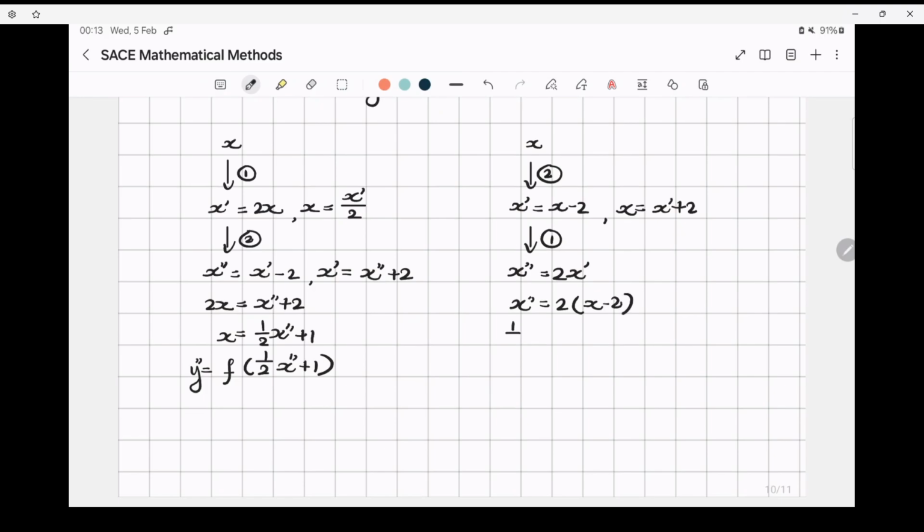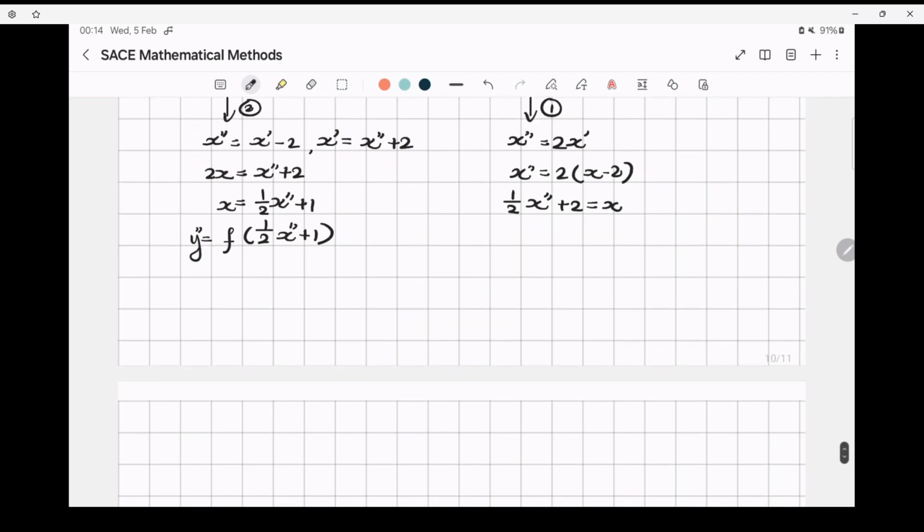So 1 over 2 x double prime will be equal to x minus 2, or you can just move this like this. So in the end, your function y double prime will be f of 1 over 2 x double prime plus 2. So obviously these two results are different.